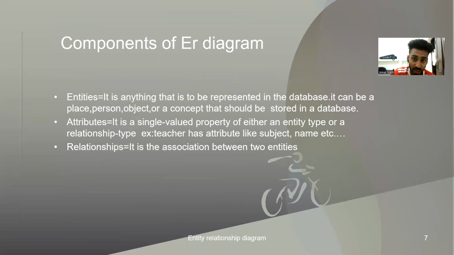Then components of ER diagram. Entities: it is anything that is to be represented in the database. It can be a place, person, object, or concept that should be stored in a database. Attribute is a single valued property of either an entity type or a relationship type. Example, teacher has attributes subject, name, etc. Then relationship, it is the association between two entities.